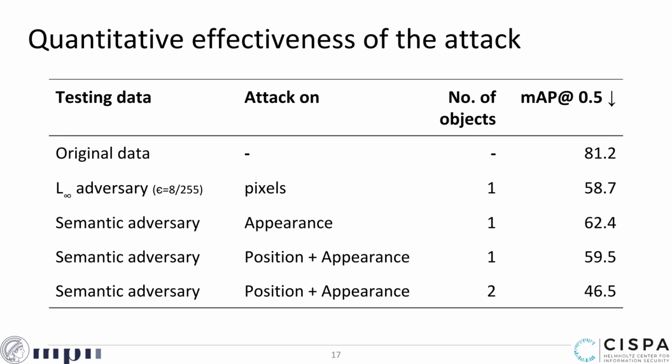This is roughly equivalent in strength to a standard L infinity norm attack on a single object with epsilon equal to 8 by 255. If we edit 2 objects per image, the performance drops further to 46.5 mAP, making it a total drop of 57%.